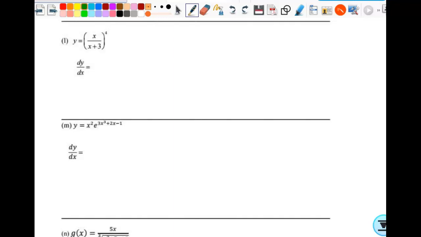If you do chain rule, do you work from the outside in or the inside out? Outside in. So since this 4 is on the outside, I have to do that first. Okay, does that make sense? I have to start from the outside in. So my derivative, okay.